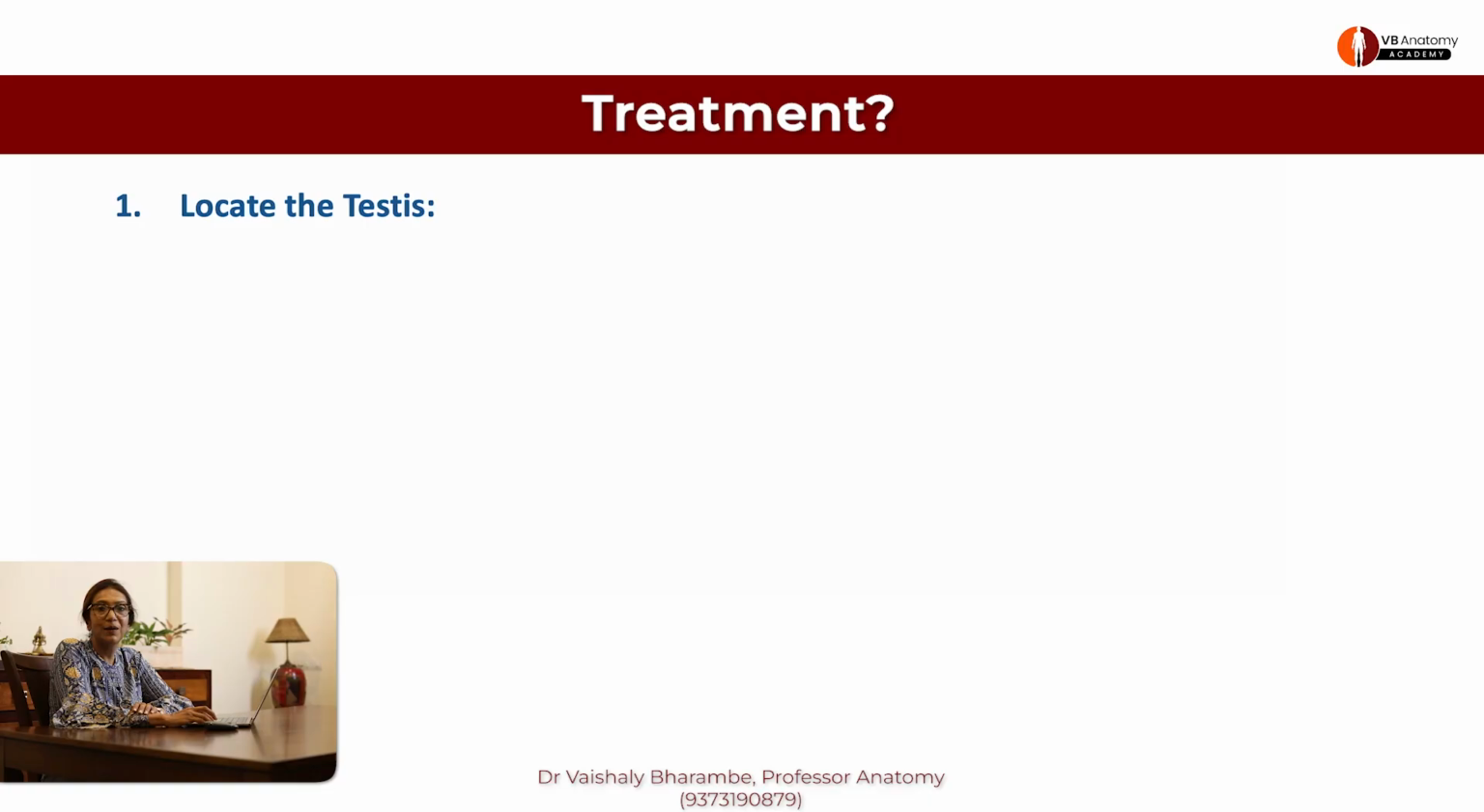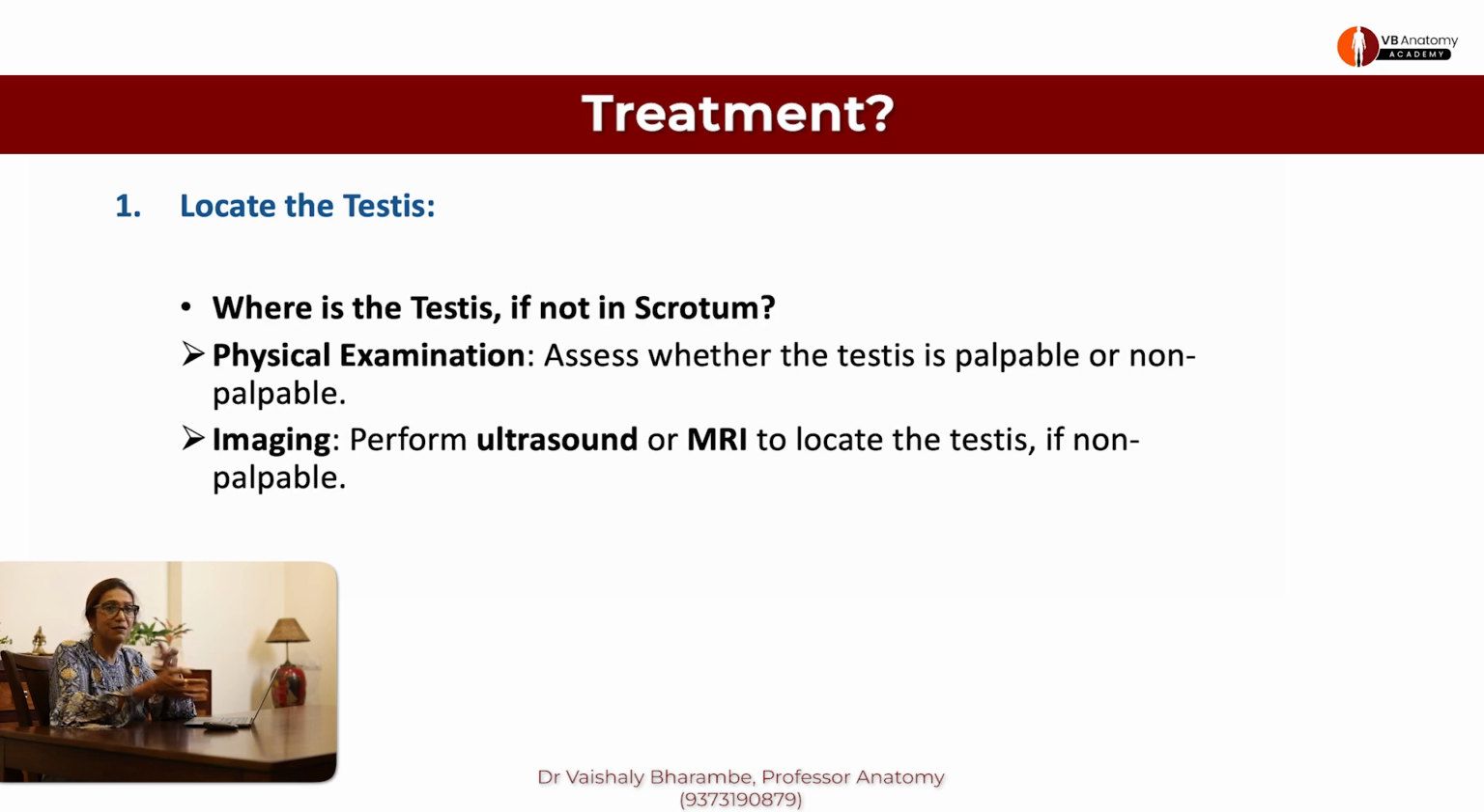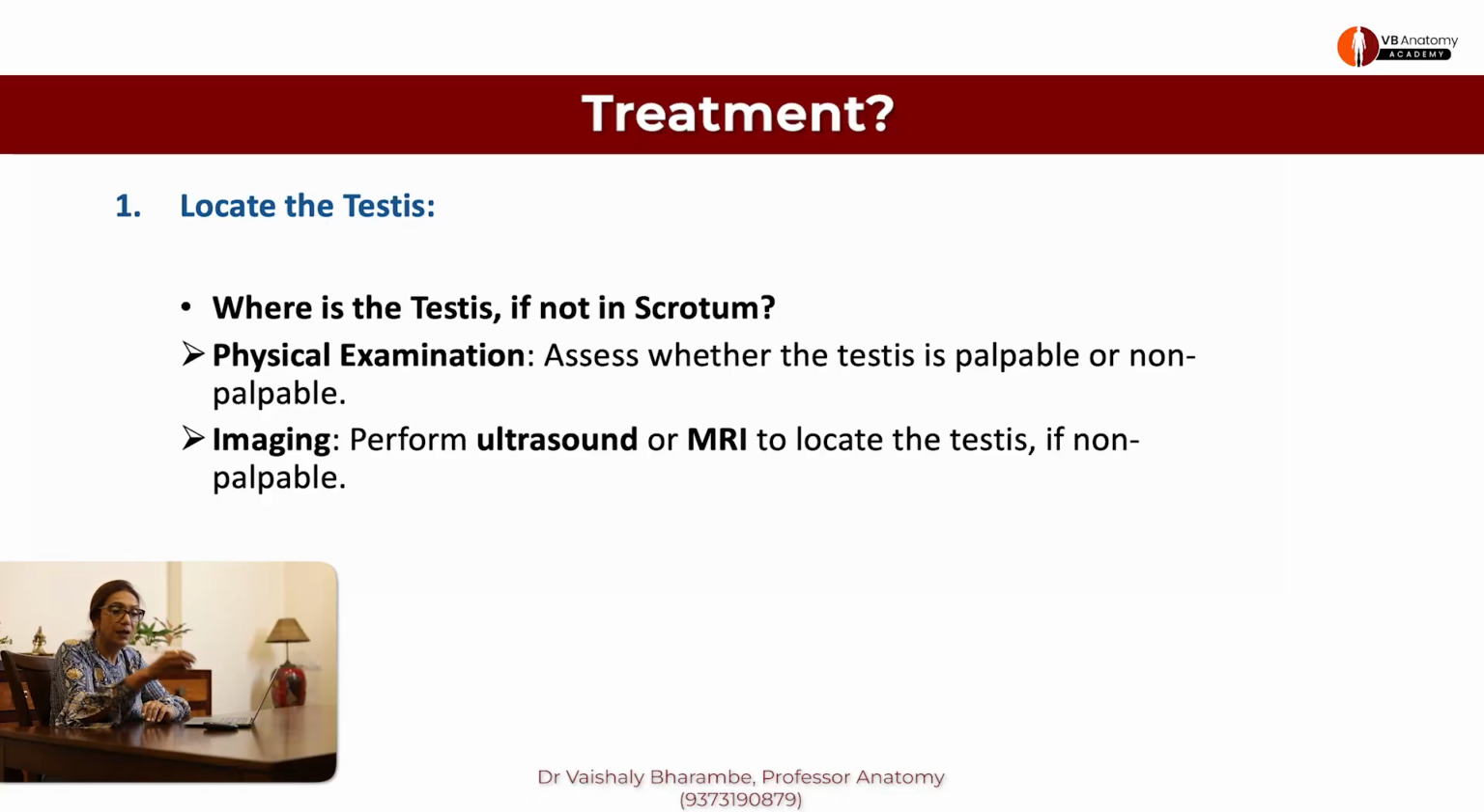How are you going to treat this child? This is a very crucial anomaly. You have to treat it. One thing is wait and watch. But before that, locate the testes. Where is the testis? If it's not there in the scrotum, first you need to find out where it is. On examination, can you find it in the inguinal canal? Can you find it at the superficial inguinal ring? That can be a possibility. If you can't find it, do ultrasonography, do an MRI, find out where the testis is.